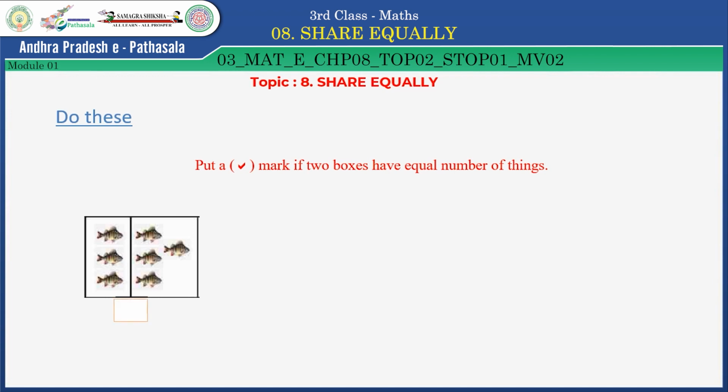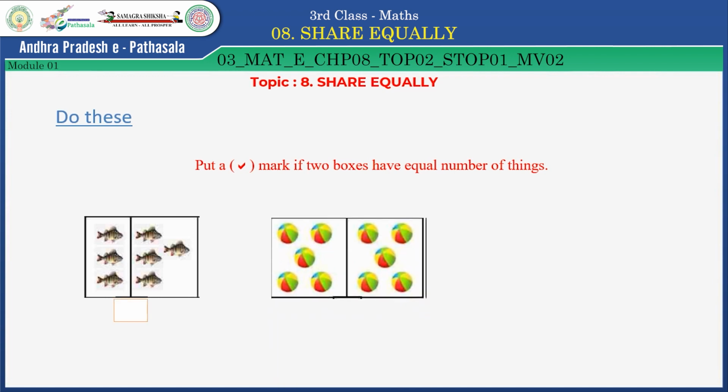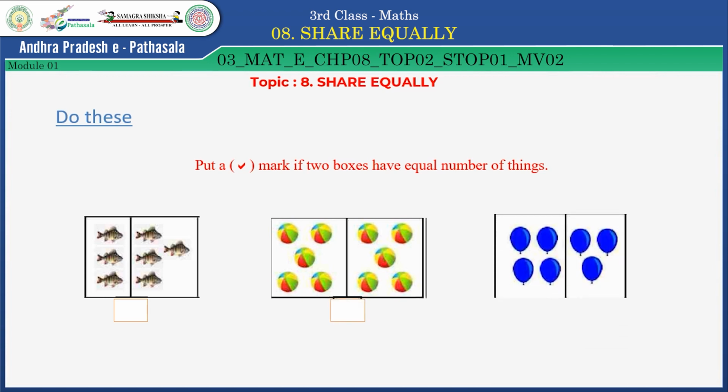Do this. Put a tick mark if 2 boxes have an equal number of things. Now we have 3 sets of boxes, each set has 2 boxes. In the first set of boxes, left side 3 fishes and right side 4 fishes. Now we identify the equal number of things in 2 boxes. Do both the boxes have an equal number of fishes? No. In the second set of boxes, left side 5 balls, right side also 5 balls.